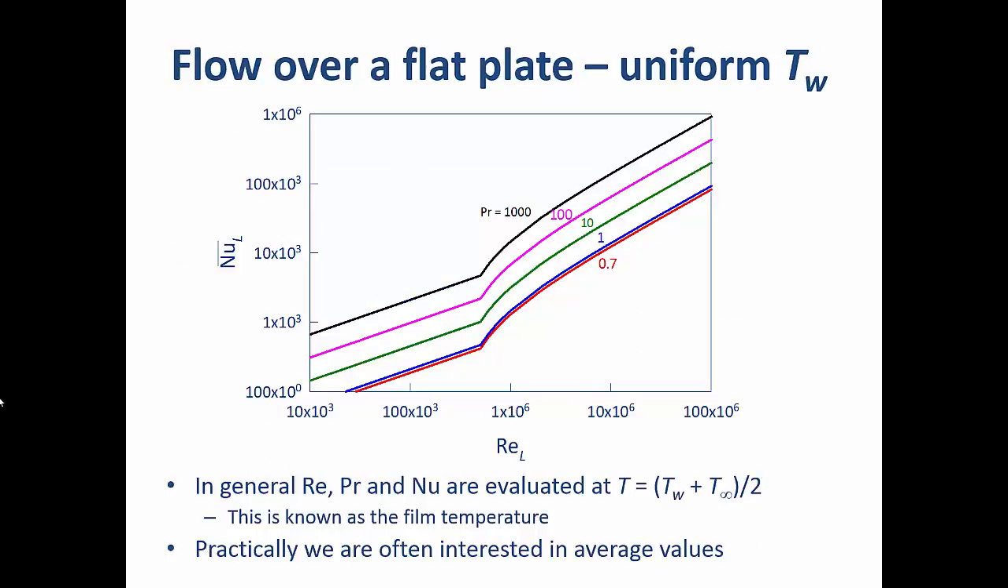And in this graph I show how that average Nusselt number varies with the Reynolds number as the plate gets longer, and I've also shown that for different values of the Prandtl number. You will notice that some of the properties will of course be temperature dependent, and in general when you're evaluating the Reynolds number, Prandtl number and Nusselt number, if you know how those properties vary with temperature, you would evaluate them at a temperature that's the mean of the wall temperature and the far field temperature. This is known as the film temperature.